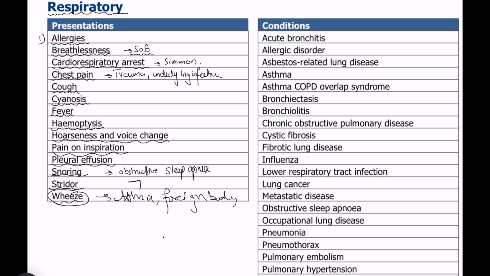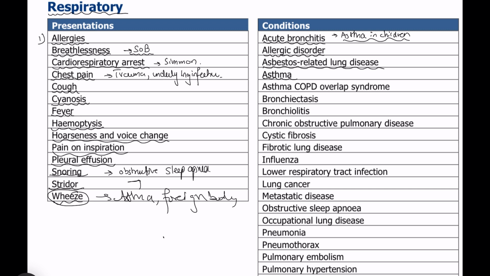Now let's talk about the conditions. The acute bronchitis, it is usually an infectious disease in children, and it basically has all the symptoms of asthma in children. You can remember it that way. Allergic disorder, a patient will present with any allergy which includes rash, shortness of breath, or swelling in different parts of the body. Asbestos related lung disease. So basically due to the exposure to asbestos, it can cause a number of diseases such as mesothelioma, asbestosis, or lung cancer.